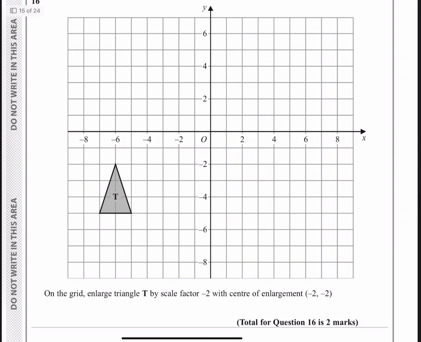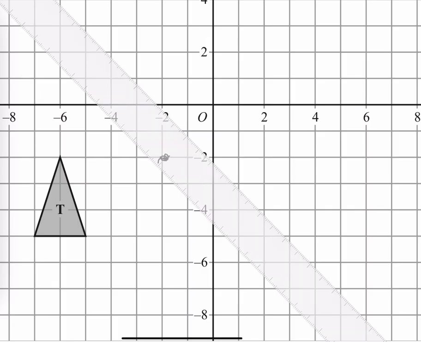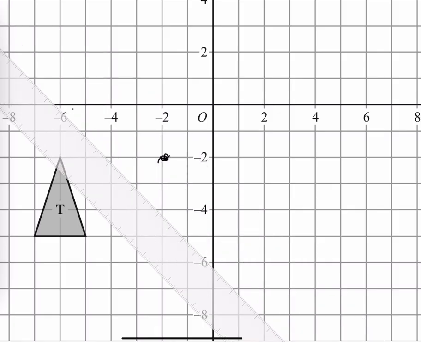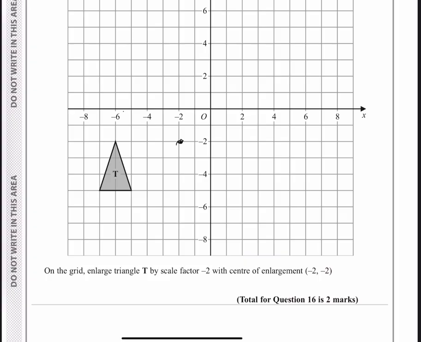Enlarge triangle T by scale factor -2. Okay. So we get our lines up. I actually do need a ruler to do this. Do I? No. So we get to the point and then we... What do we do?